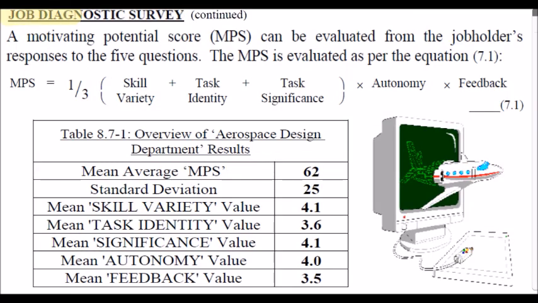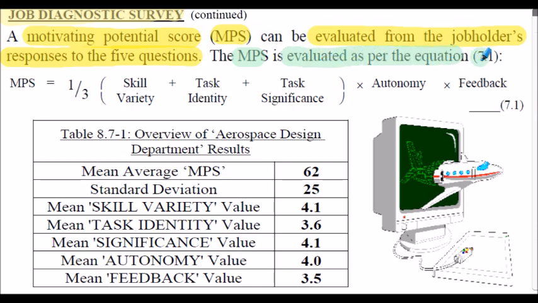Job diagnostic survey continued. From the data collected, it was possible to determine a motivating potential score, MPS, that's evaluated from the job holders' or the workers' responses to 5 questions that were posed. The MPS was evaluated as per equation 7.1, shown here. This equation has been extracted from the report produced, so the MPS is calculated from the equation shown here.